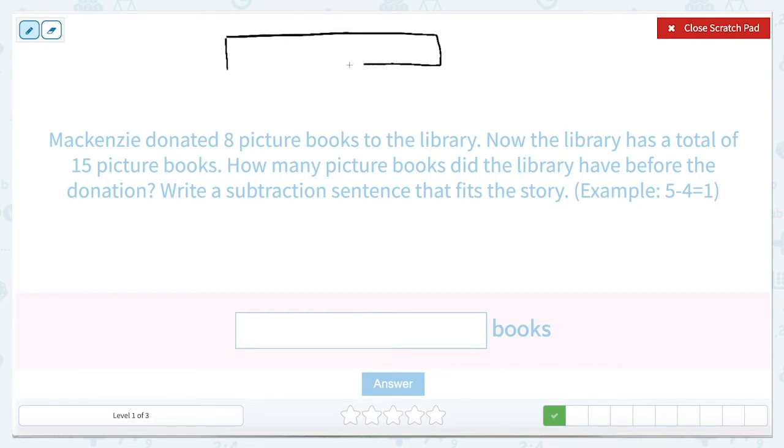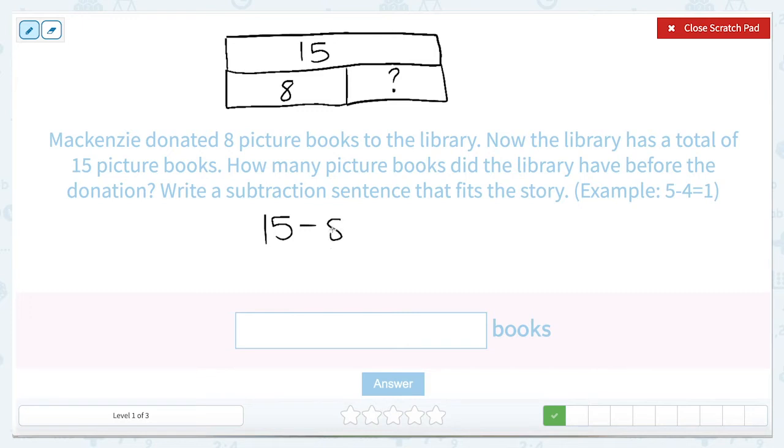So we can draw our tape diagram. We know that the library has 15 total books. We know that Mackenzie donated 8 of those books. And then the rest were left and already in the library. So this number and this number are going to make up this number. So in order to do this, we can start with our total, which was 15 books, and we can subtract the number of books that Mackenzie donated, and then we can find our total, the total that were left in the library.